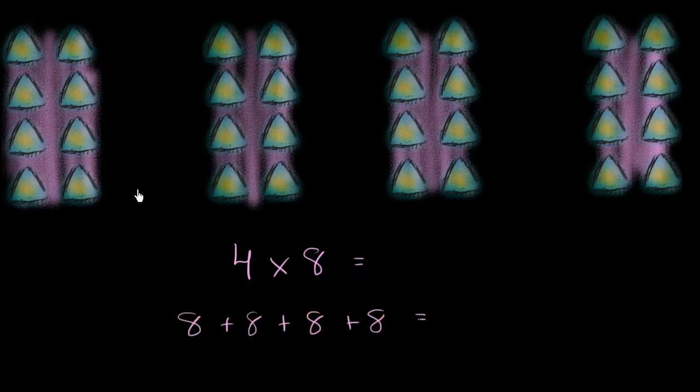What is this going to be equal to? And I encourage you to pause the video and figure it out right now. Well, there's a couple of ways that you could have thought about this. You could have literally just counted these, or you could skip count by 8. 8, 16, 24, 32. Or you could have said 8 plus 8 is 16, plus 8 is 24, plus 8 is 32, or you could have literally just counted the triangles here.